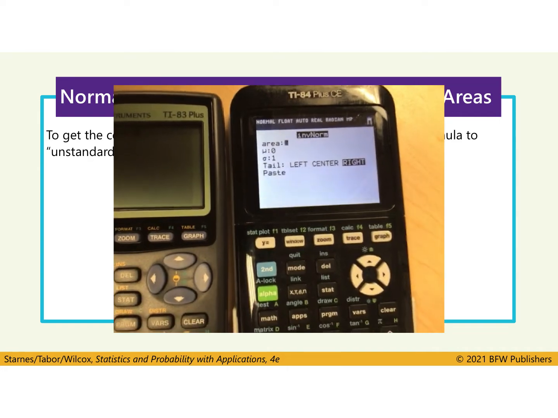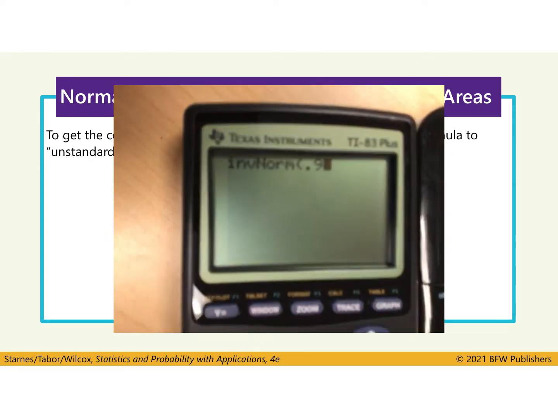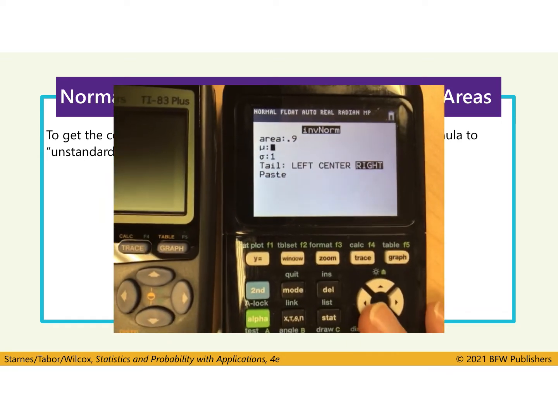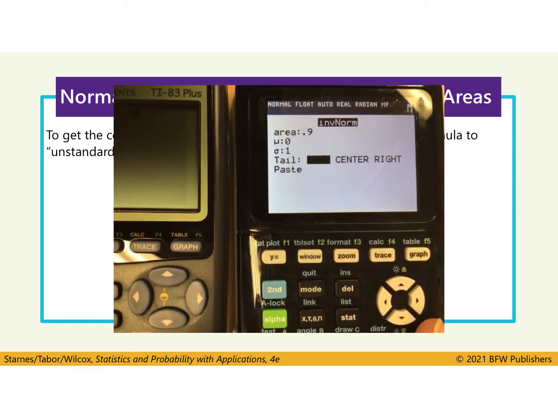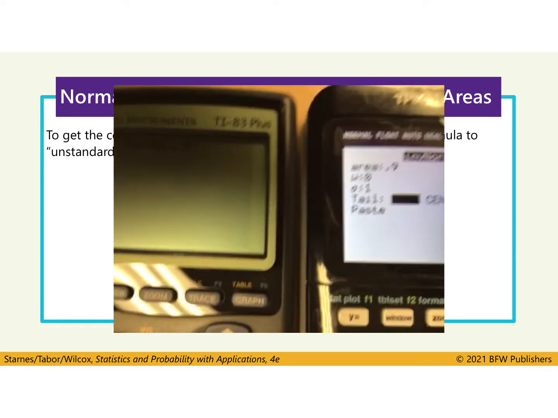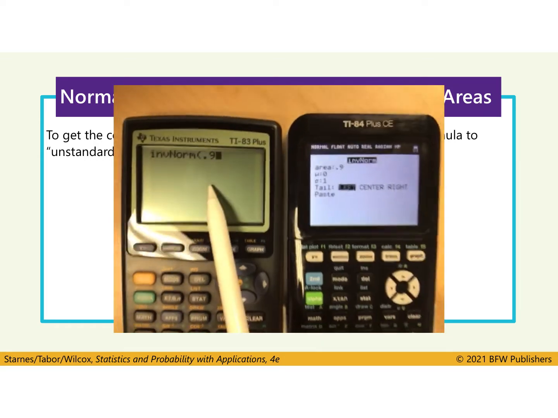The 90th. So we're going to put 0.9 into the calculator. And here we're going to put 0.9. I'm going to leave the mean and the standard deviation, and I'm going to select left. If you have an 84, we are going to do everything left because these calculators only do left.